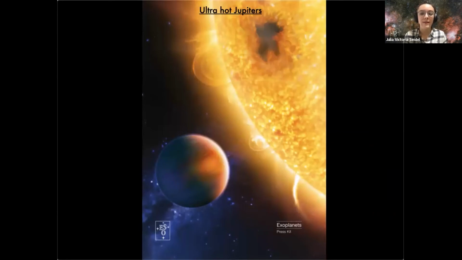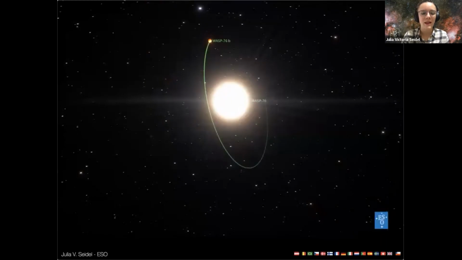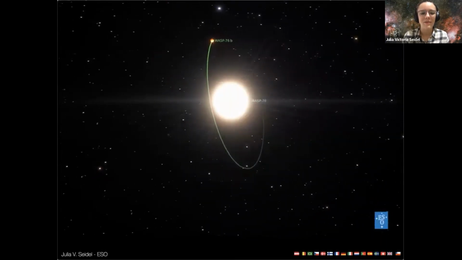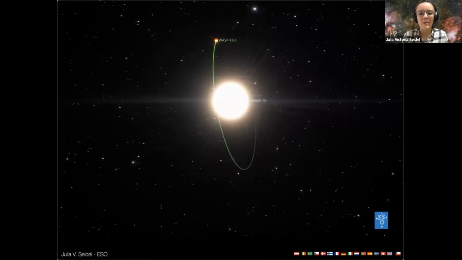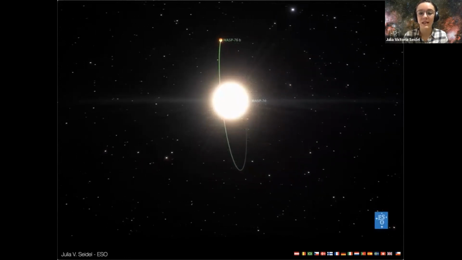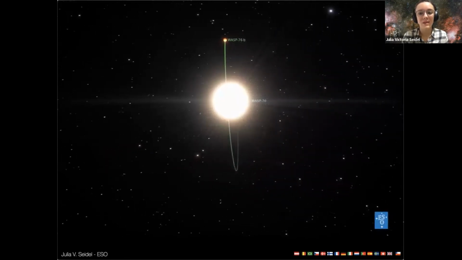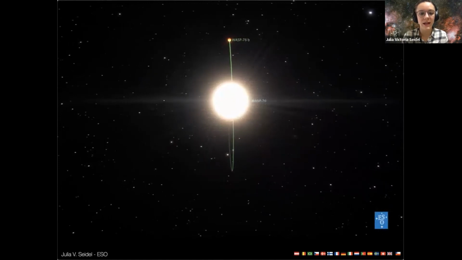So I mainly have worked so far on ultra-hot Jupiters, which are like our Jupiter gas giants, but they're just very close to the host star, which means they get blasted by irradiation, basically like a sandblaster for cleaning your house. And this is a to-scale animation that ESA did of the WASP-76 system, which is the system that I'll talk about also extensively today.